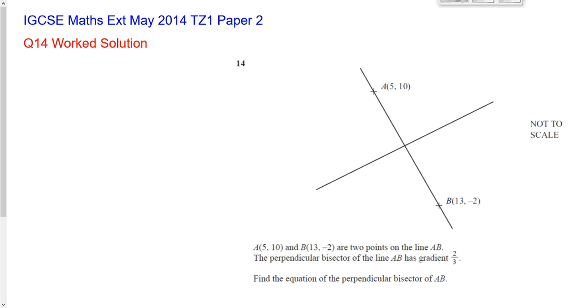Welcome to another requested work solution. Today we're going to be looking at question 14 from the May 2014 Time Zone 1 Paper 2.